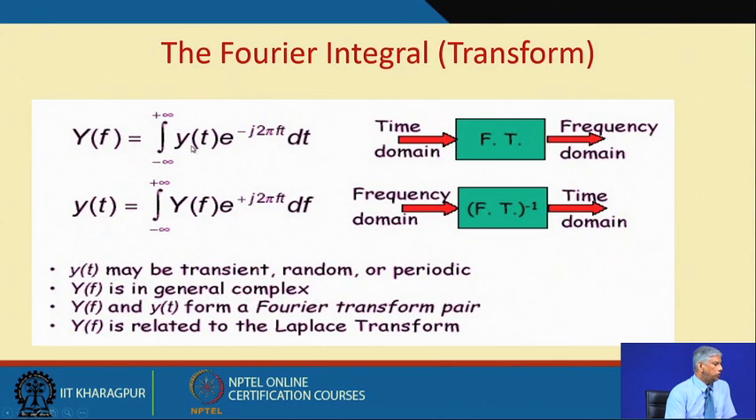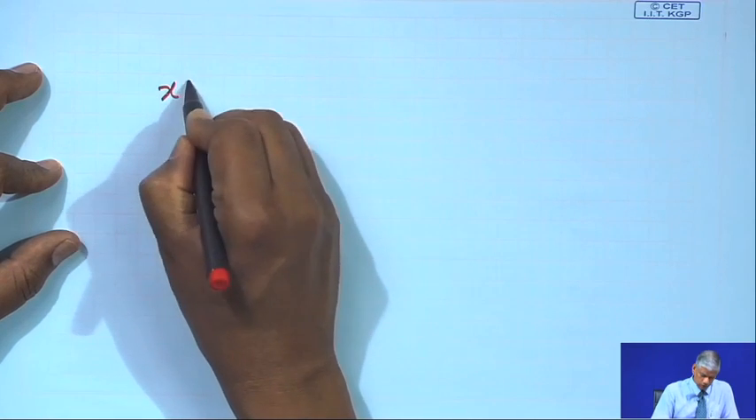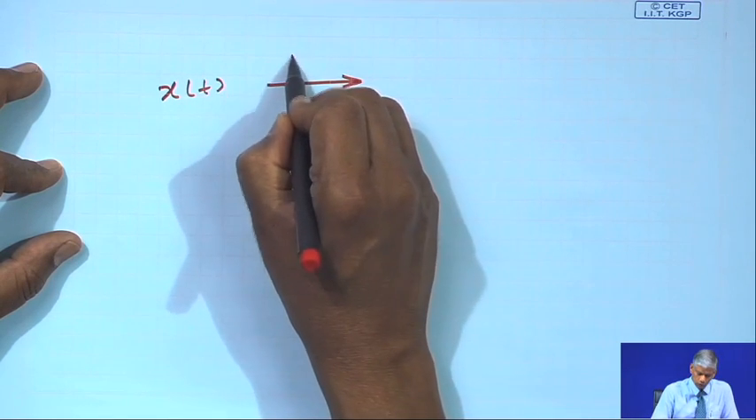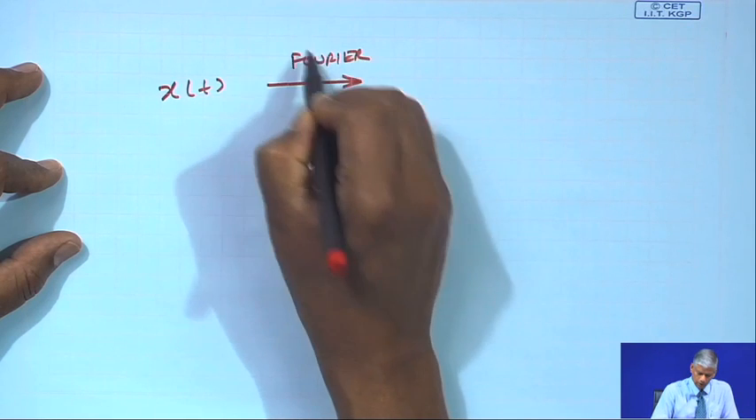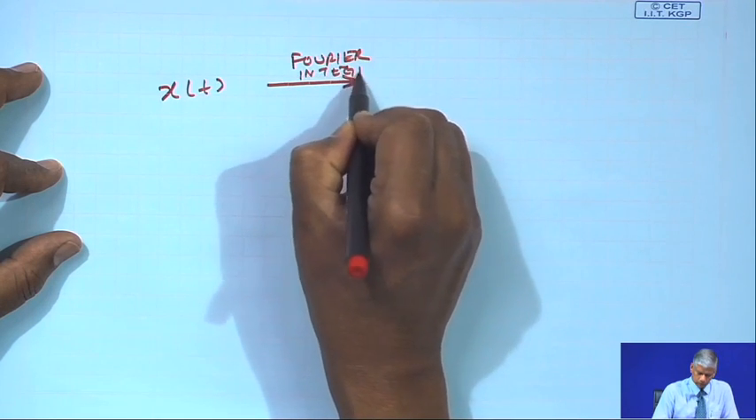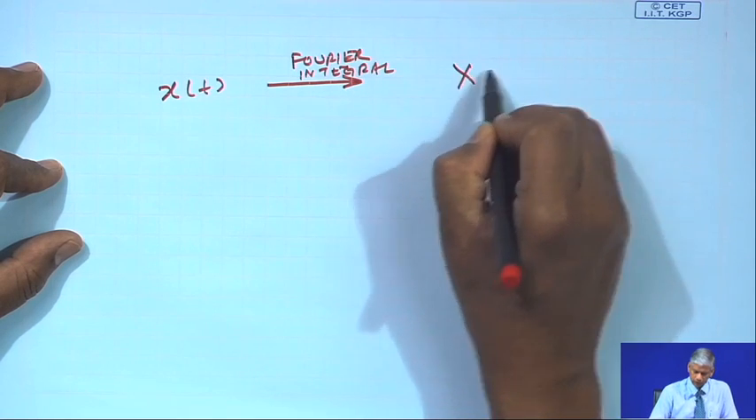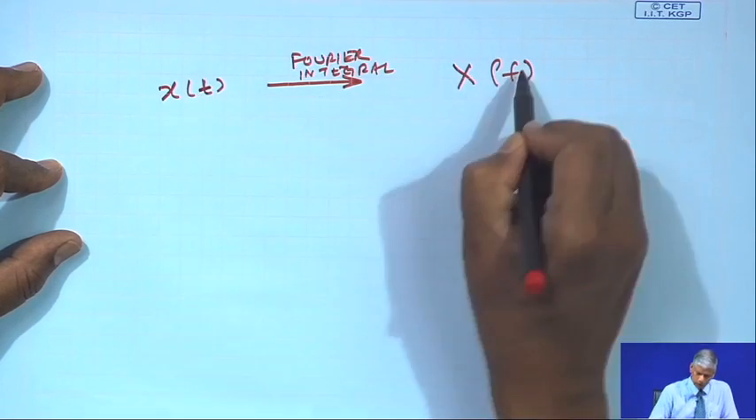Any signal y(t) can be represented if I do this multiplication by e to the power minus j 2 pi f t dt. From the time domain, I can go to the frequency domain, or from the frequency domain, by an inverse transform, look at this sign change here, I can get back my signal. So, this is very important. I have a signal x(t). I will do the Fourier integral. I will get the signal X(f). This is in time domain and this is in frequency domain.